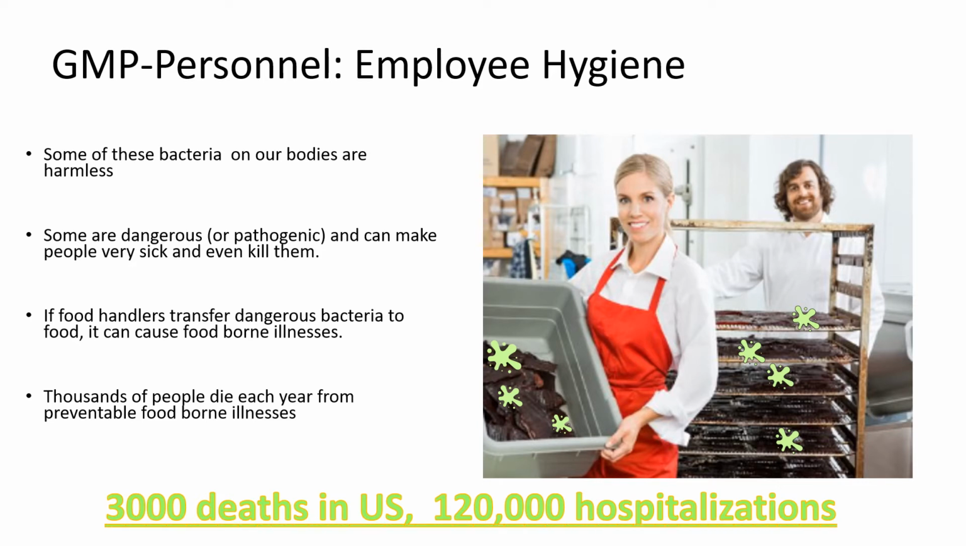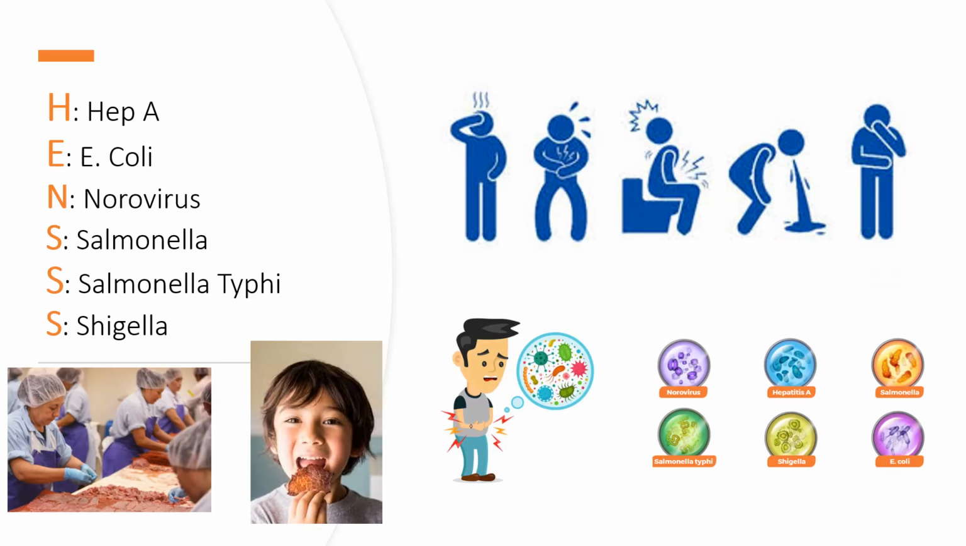Thousands of people die each year from preventable foodborne illnesses. Over 250 foodborne diseases have been identified. We don't need to know about all of these sicknesses. We just need to know that without good hygiene, they are easily transmitted from a food production employee to food.